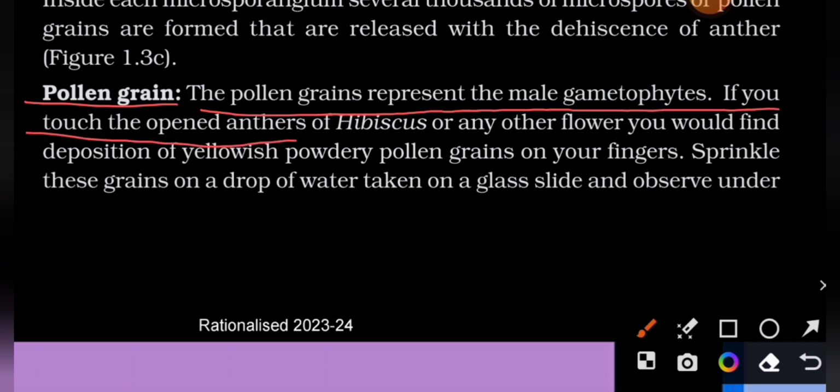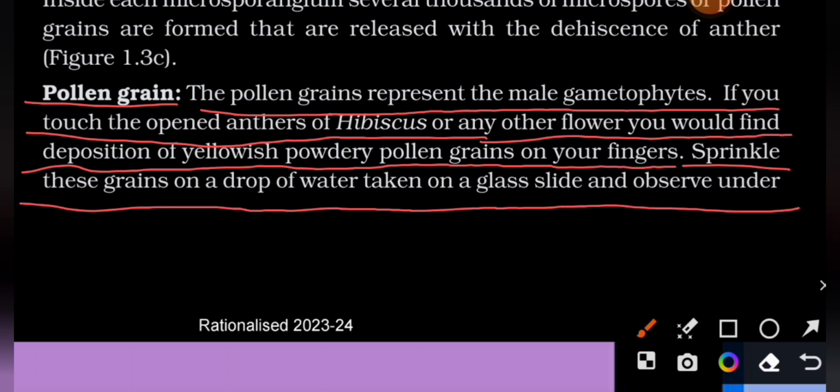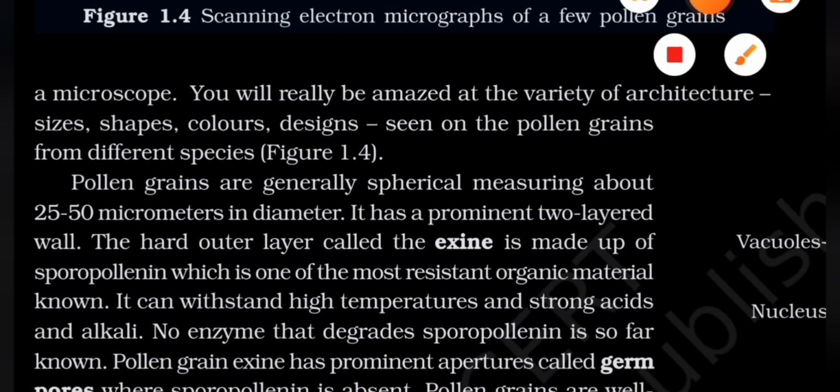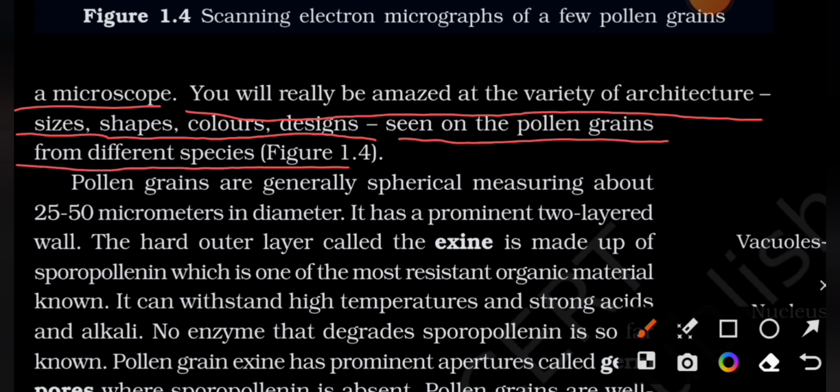If you touch the opened anther of hibiscus or any other flower, you would find deposition of yellowish powdery pollen grain on your fingers. Sprinkle these grains on a drop of water taken on a glass slide and observe under a microscope. You will really be amazed at the varieties of architectures, size, shape, color, design seen on the pollen grains from different species. Figure 1.4.